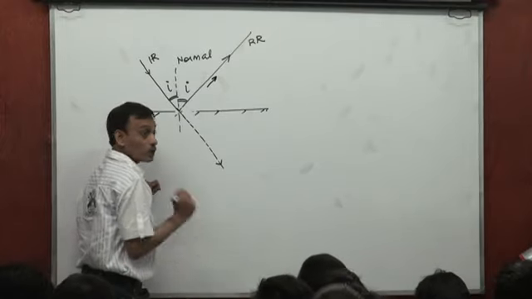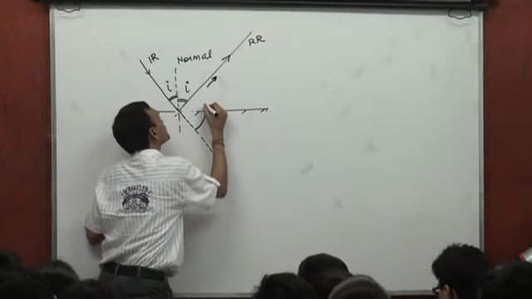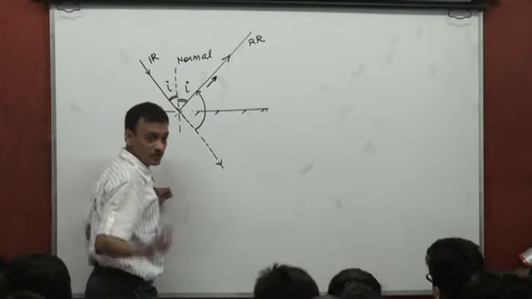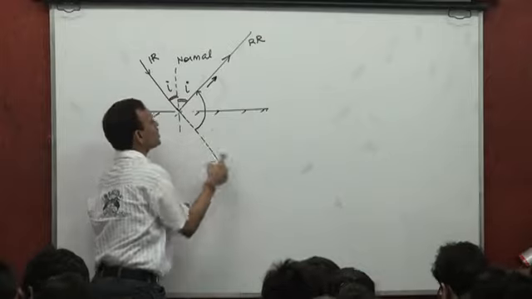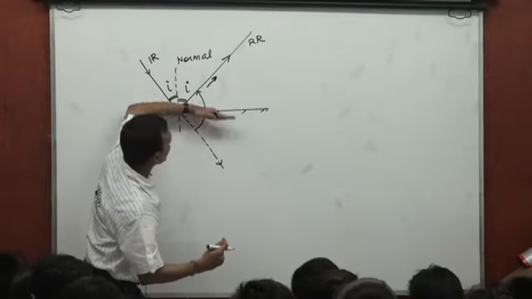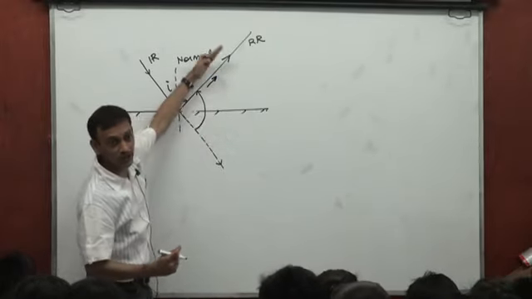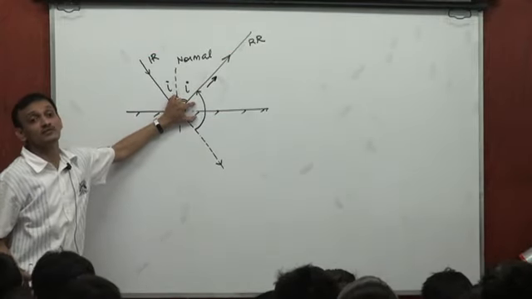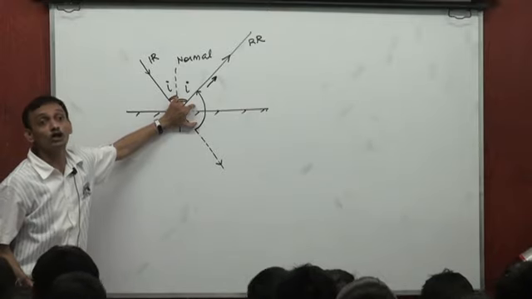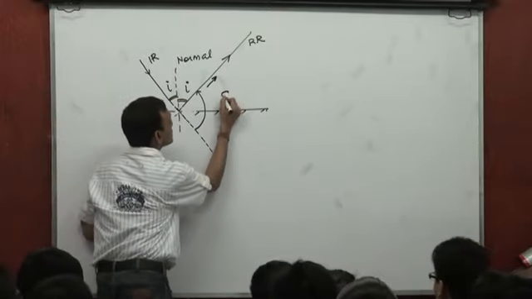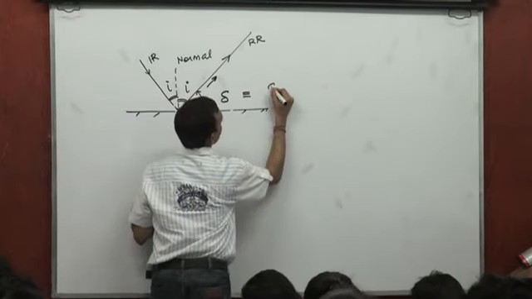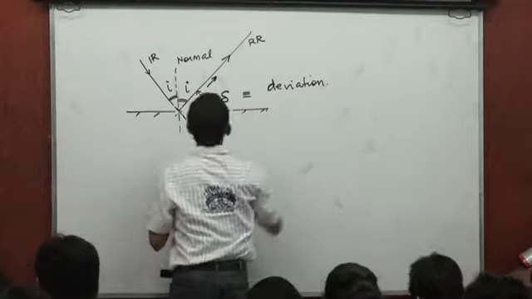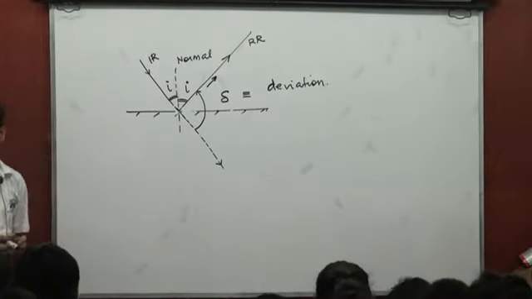We then say that the ray has got deviated by this amount. Instead of going this way, it's going this way, which means the ray has got rotated by this amount. Then this angle is said to be the angle of deviation, or simply deviation. This angle is delta, the deviation produced.